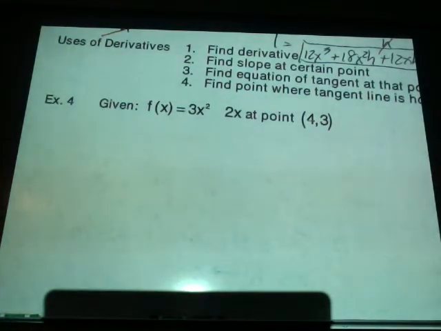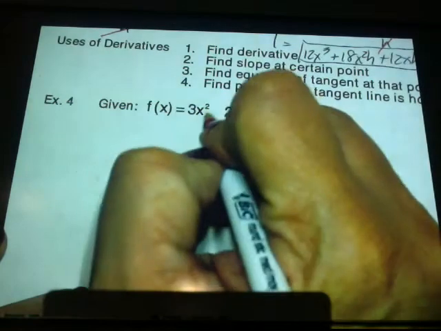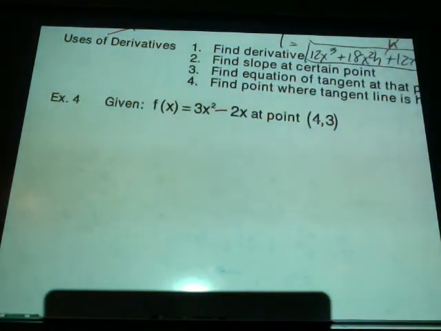And thing number 3, find the equation of the tangent at that point. So the line that's tangent, we're going to do that with the point slope formula. And then the last thing is to find the point where the tangent line is horizontal. You are missing, obviously, a negative here, right? So it should be 3x squared minus 2x.